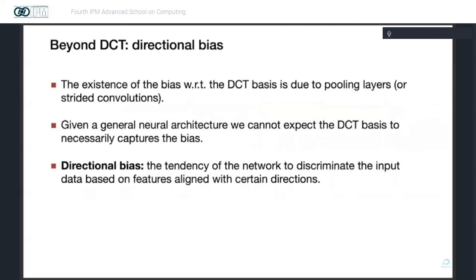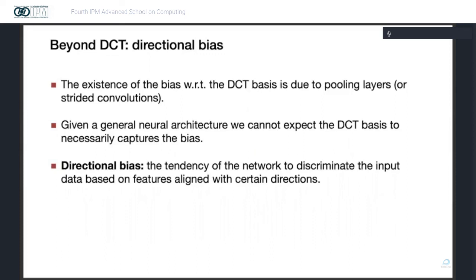So today I won't talk much about the reason behind such interesting phenomena. But just to give you a glimpse of what's going on, it seems that the observed phenomenon, at least with respect to the DCT basis, is largely due to the pooling layers or other dimensionality reduction blocks like strided convolutions. But if you are interested to know more about the reason and some analysis, please refer to the manuscript; I will put a link at the end.